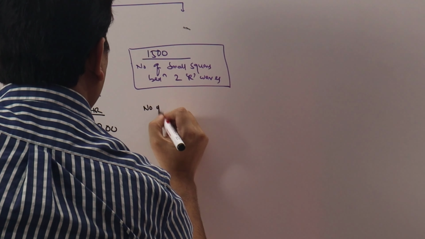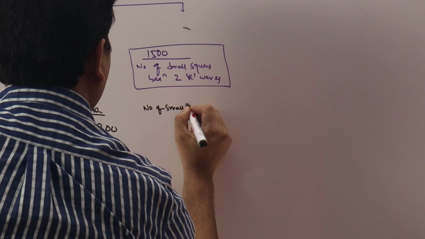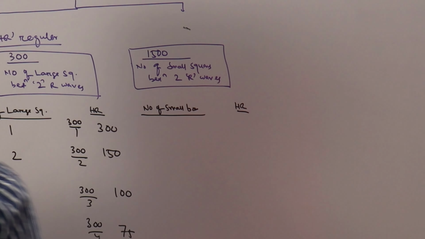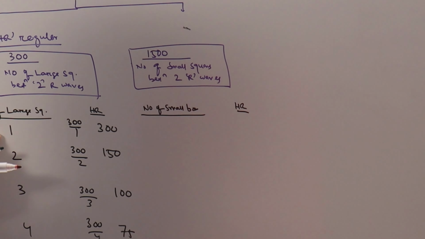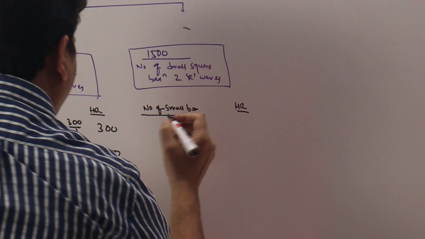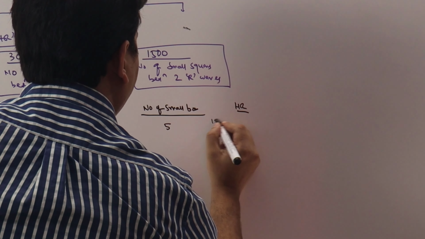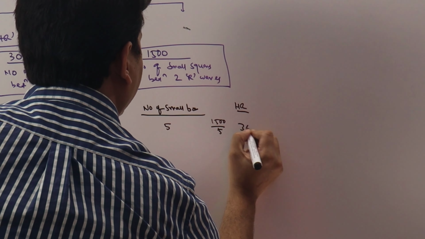Number of small box and heart rate. If the number of large box is 1 between two R waves, then that will imply there are 5 small boxes between two R waves, which will be equal to 1500 by 5, that is 300.